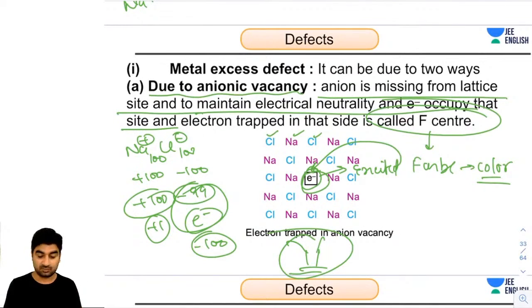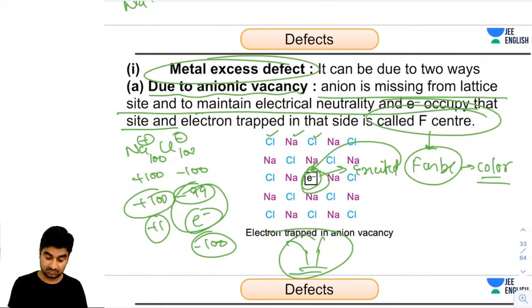So guys, note it down. What is the F center, the Farbe center, and in which type of defect is it created? In metal excess defect.